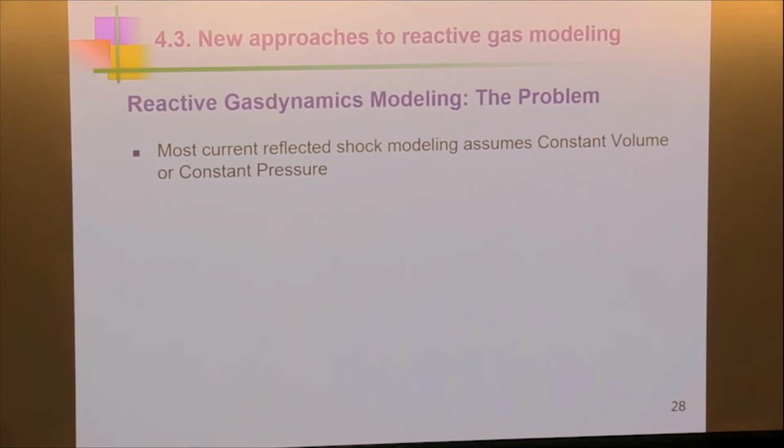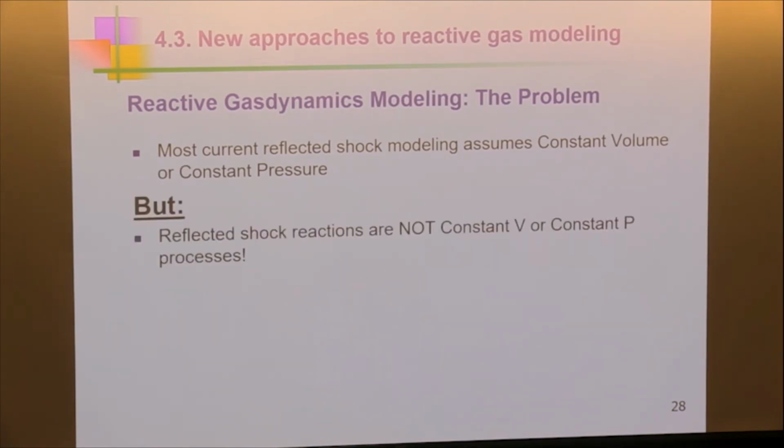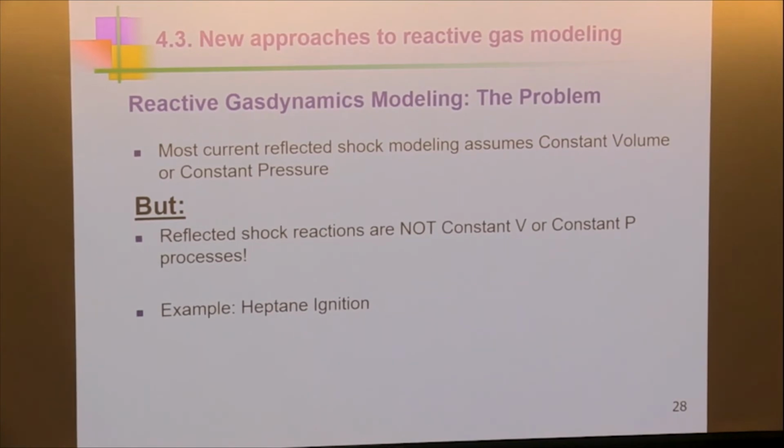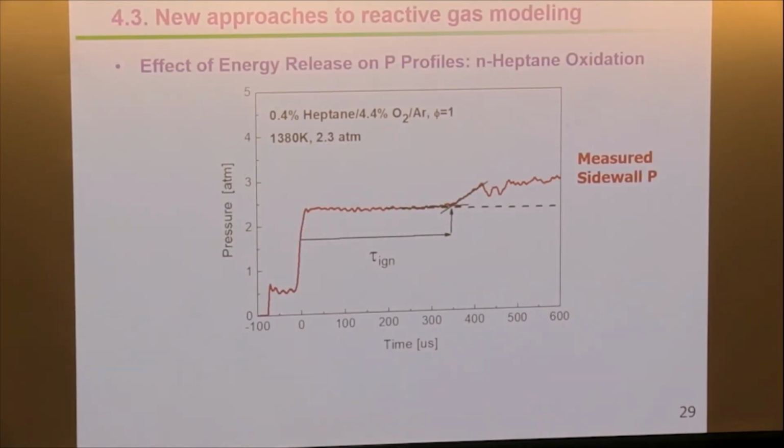Most people assume constant volume or constant pressure. But reflected shock tubes are not exactly constant volume or constant pressure. The times are short enough you can usually neglect heat transfer. Here's a heptane ignition. So that's what we see if we do heptane. So what do you see? There's the measured sidewall pressure. Clearly not a constant pressure problem. It's constant pressure up to the time of ignition, but it's not constant pressure through ignition. So if you want to model the chemical reactions continuously, you're done. Once you get to the ignition, it's over.